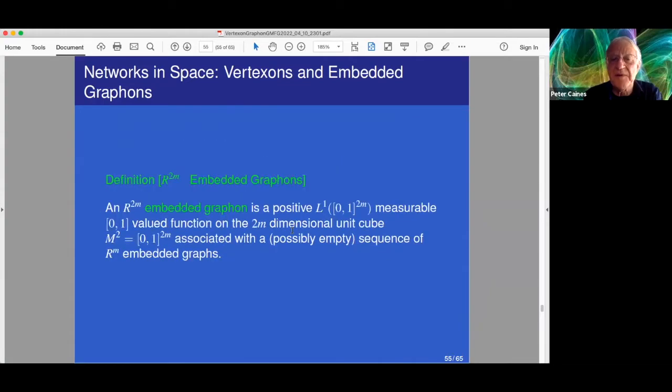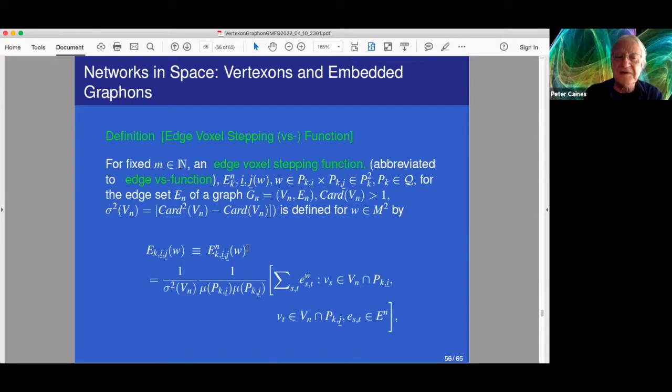So stepping through, the point is that we're going to do these two operations simultaneously. An R^2m embedded graphon is going to be a positive L1 measurable 0,1 valued function on the 2m-dimensional unit cube. So this is simply going up in the dimension of the standard situation. In the standard situation, m is equal to 1, and you've got the classical graphon setting, okay? But we want stuff in space. So the graph was sitting there in m-dimensional space, so the graphon is going to be defined in 2m-dimensional space.